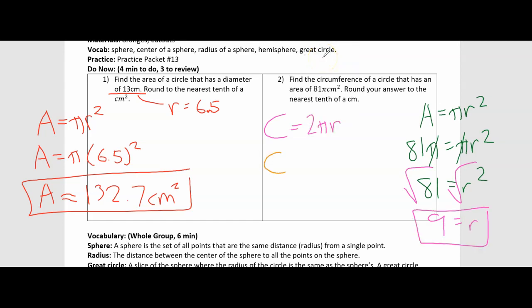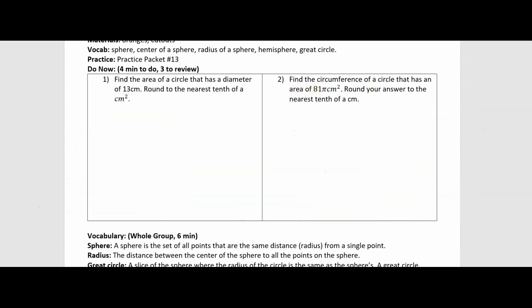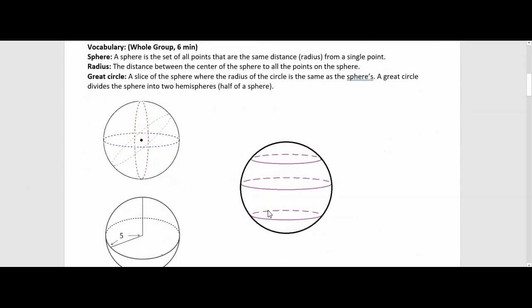Substitute into your circumference equation. So 2 pi times 9 gives us 18 pi. And it does ask us to round to the nearest tenth. So our circumference is approximately 56.5 centimeters. So we had to use one equation to solve for the radius and then substitute it into a different equation.